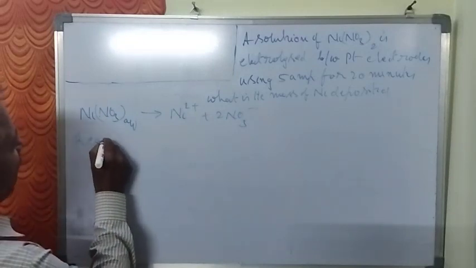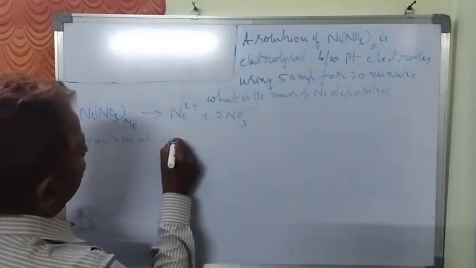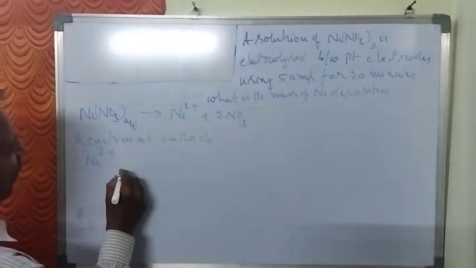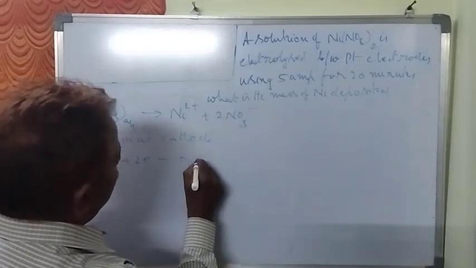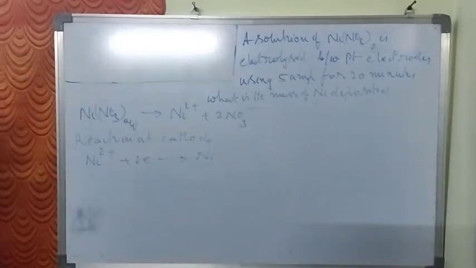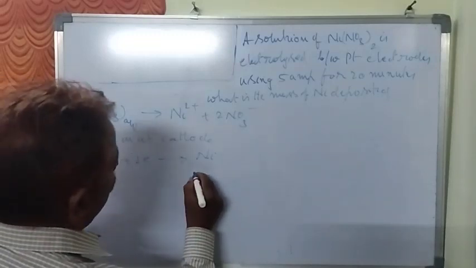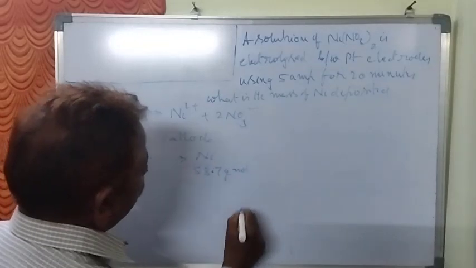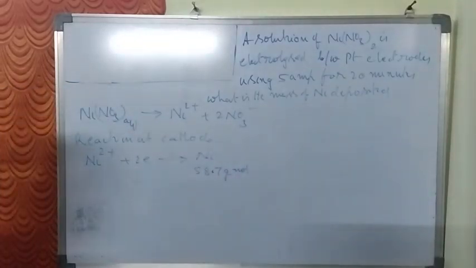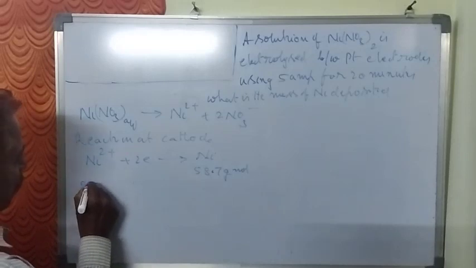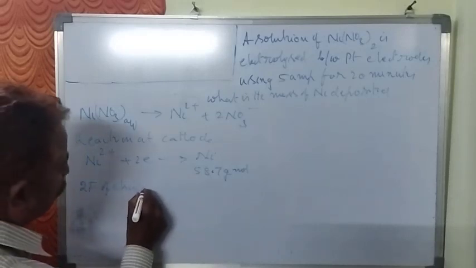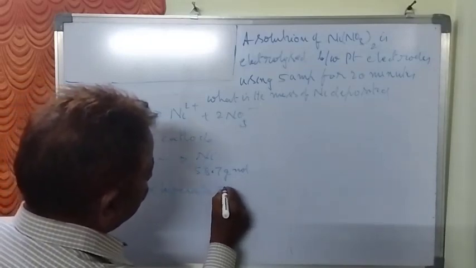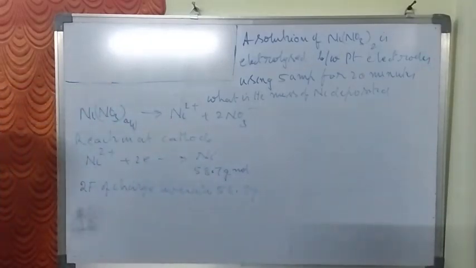Now the reaction at the cathode is Ni2 plus takes 2 electrons to become nickel metal. So what is the molar mass of nickel? 58.7 gram per mole. So as per the first law, 2 Faradays of charge liberates 58.7 grams.